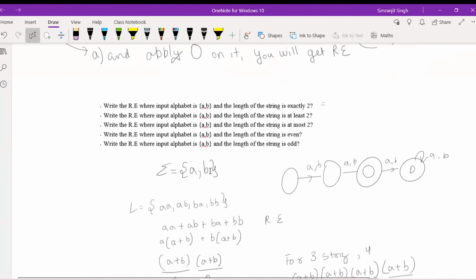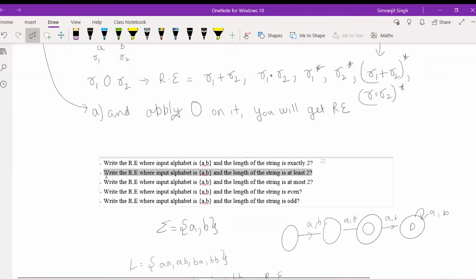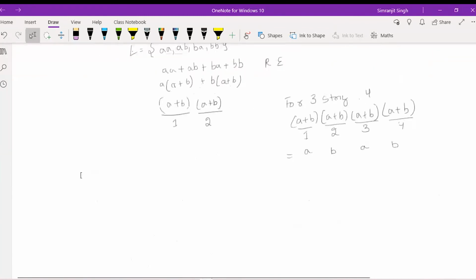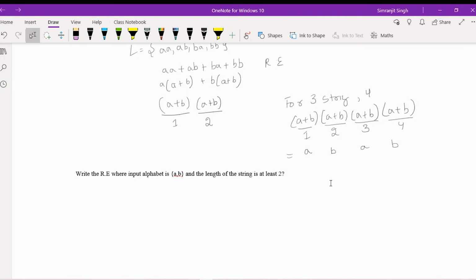Now, if you see the second question, I think that you should try the second question. It says that the length of the string should be at least 2. Okay, so just try this question and tell me what will be the solution. Post the solution just in the chat box. I think you got it.